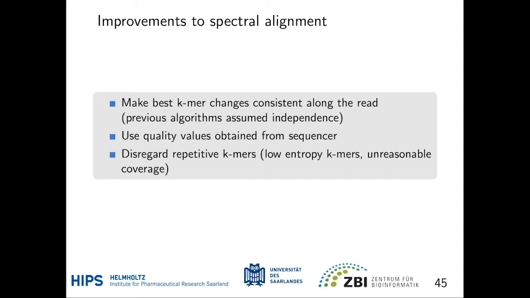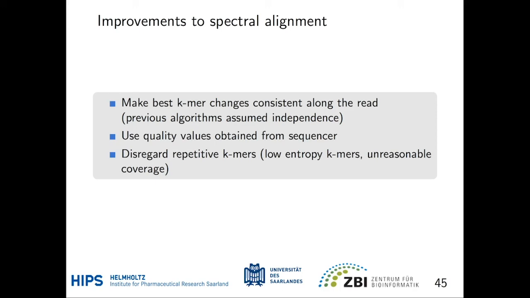In real-world implementation, you can improve this algorithm in several ways. For example, you can make the choice of the best k-mer consistent along the read. The erroneous base appears in k adjacent k-mers, so you might just pick the substituting k-mer so that these k adjacent k-mers will be consistent with each other. In the previous implementation, we assumed independence of adjacent k-mers, which of course is not correct.